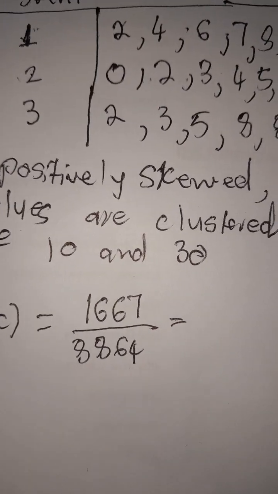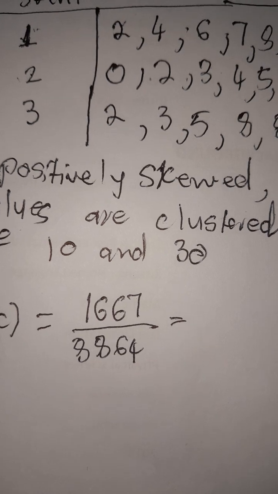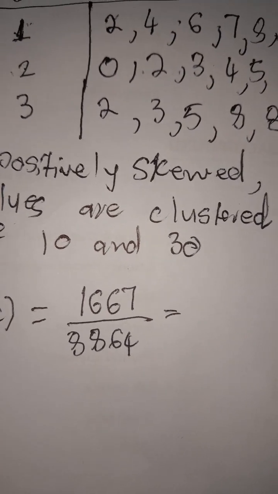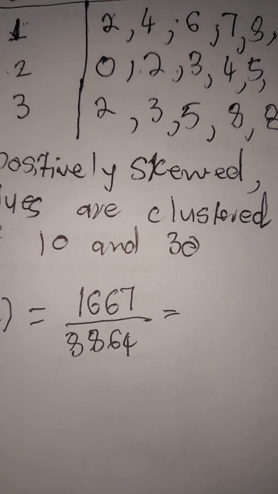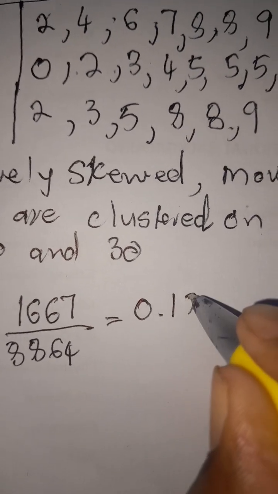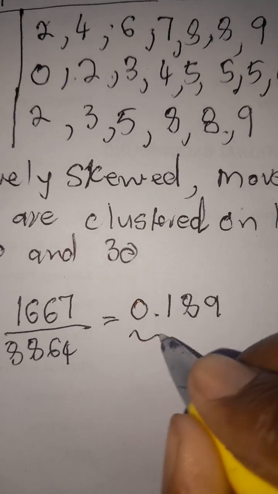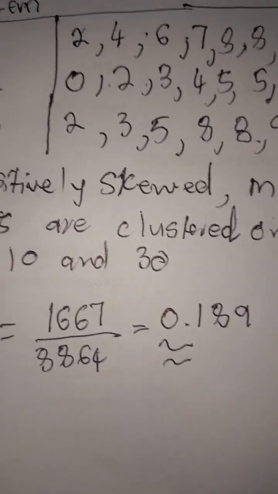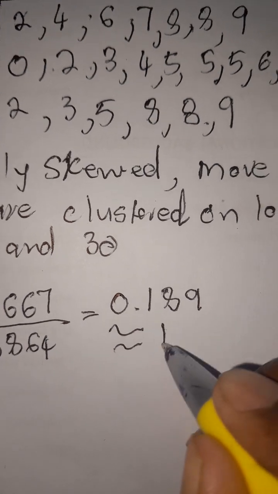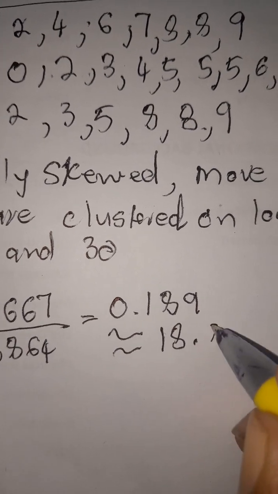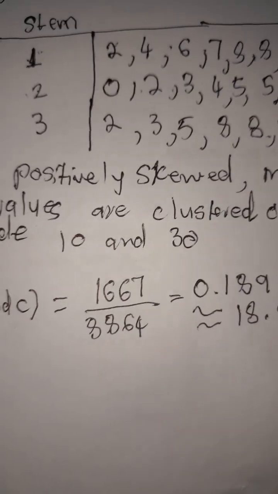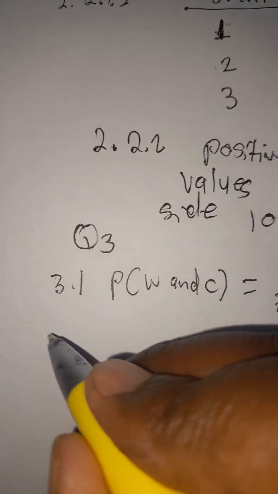So we have 1667 divided by 8864. In 3 decimal places, that will be 0,189. So when we multiply by 100, correct to 1 decimal place, that will be 18.8%. Hope that makes sense at 3.1.